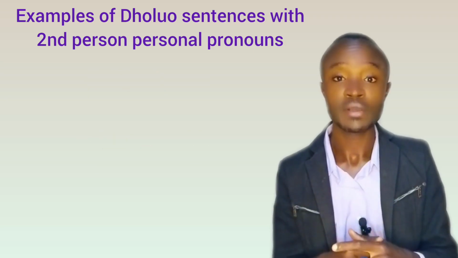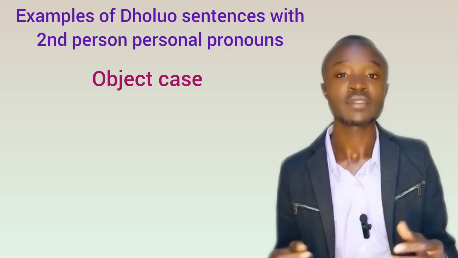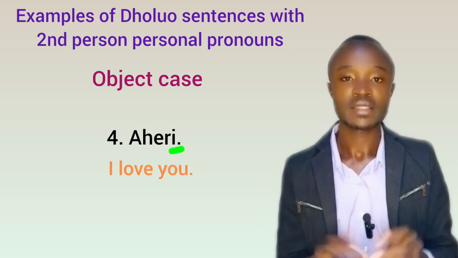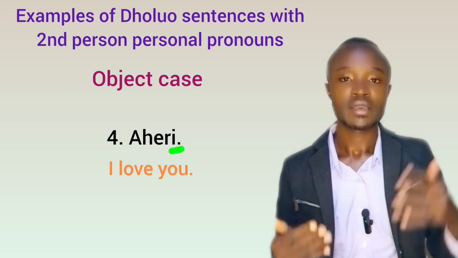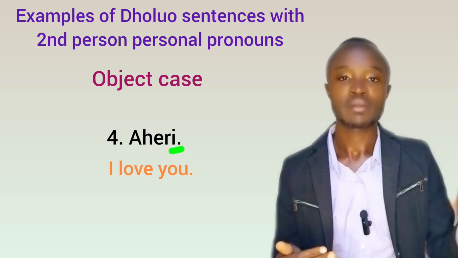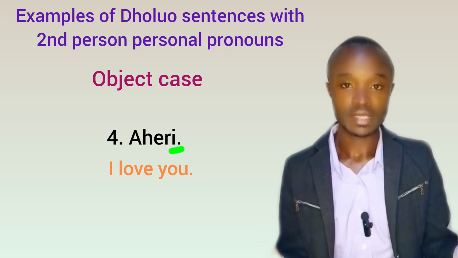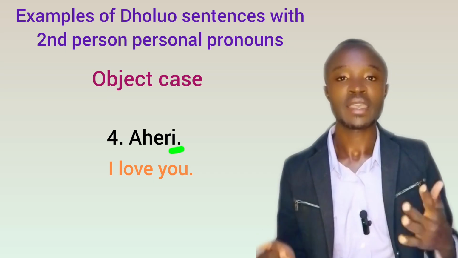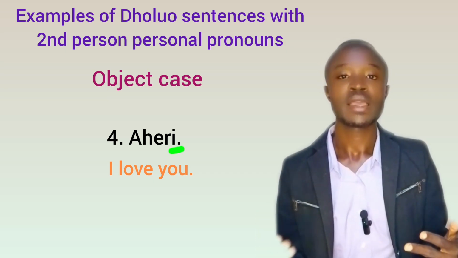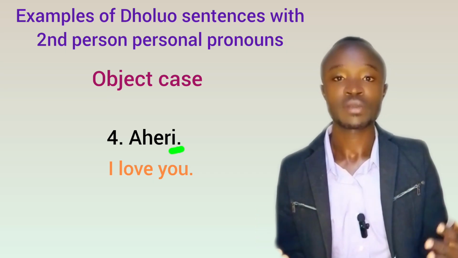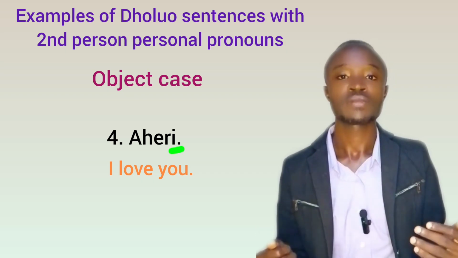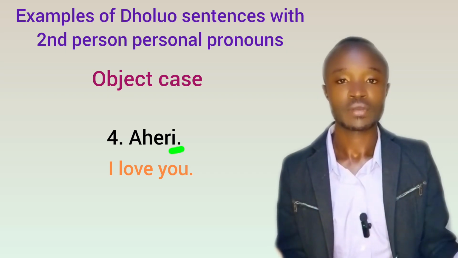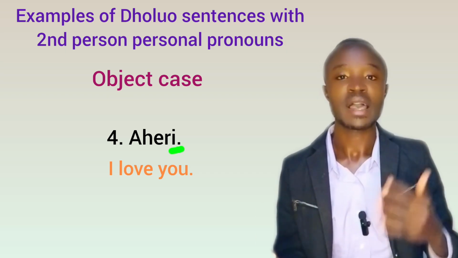Okay, let's take another example with the object form. And so here we have aheri. And in the sentence aheri, E is the object personal pronoun, second person, singular. So if you say aheri, where a, as we know, is the first person personal pronoun, singular too, then it means here I love you. So aheri means I love you.